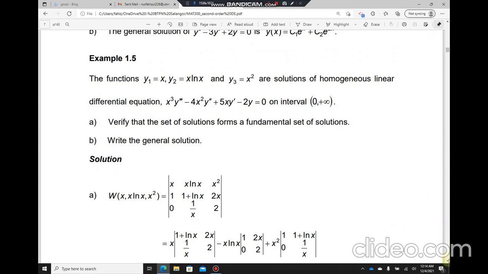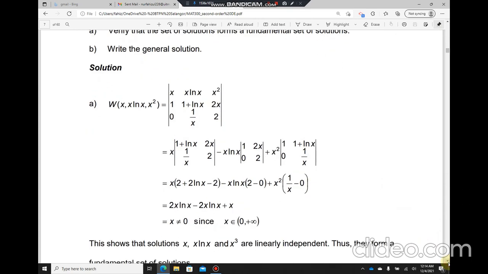Okay, macam mana kita nak tentukan dia adalah set of fundamental solution. Macam kita buat tadi, kita letakkan y1, y2 and y3 dekat sini. Kita differentiate sekali. Differentiate x dapat 1, differentiate 1 dapat 0. Differentiate x ln x, kena guna method of product rule. So you get 1 plus ln x, and then kena differentiate lagi sekali. Same with x square, differentiate dapat 2x, differentiate 2x dapat 2.